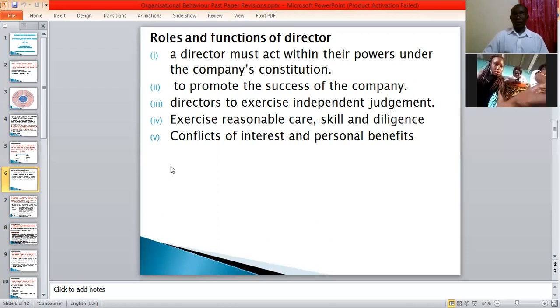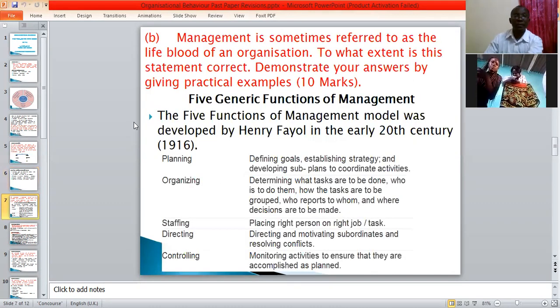Exercise reasonable care, skill and diligence. Conflicts of interest and personal benefits. Reasonable care, skill and diligence. Okay, sir. So let's move to question B, part B.